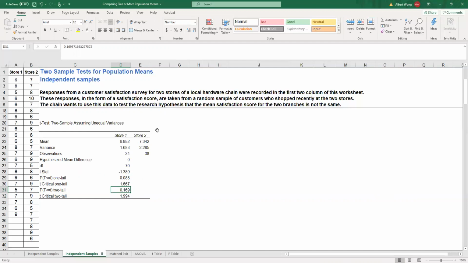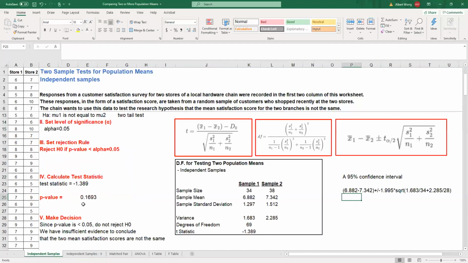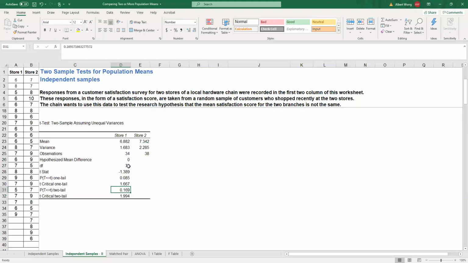So according to Excel, if you're doing a two-tail test, the p-value is 0.169. Now our p-value is 0.169 as well. So you can see that even though the degrees of freedom is 70 instead of 69, the result is very, very close. So it does not really matter. In addition, Excel also gives you the critical value, so if you want to use the critical value approach, you can use the output of Excel.